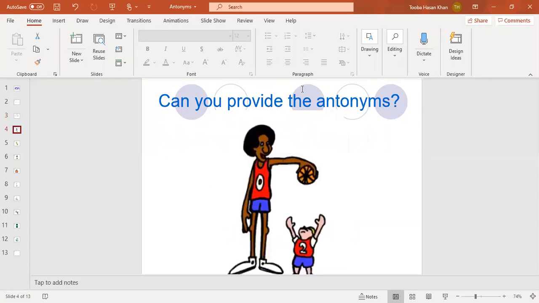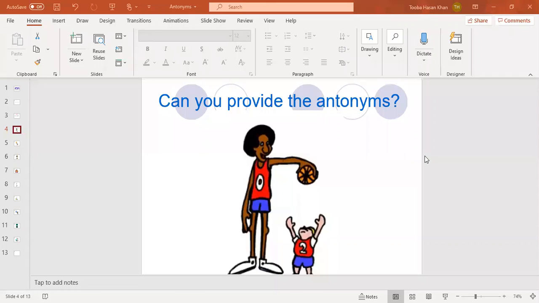Now, another example here is the word tall. What will be the opposite of tall? The answer is short. The opposite of tall is short. Let's come to the next one.